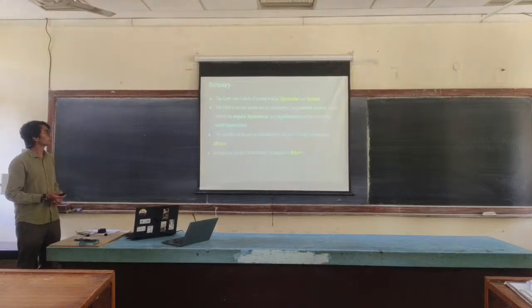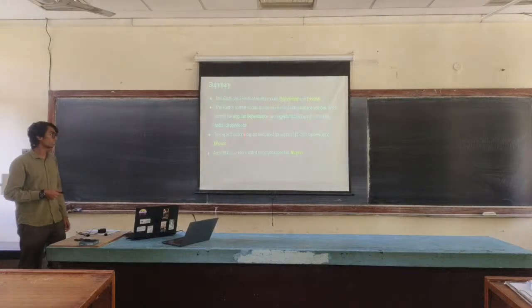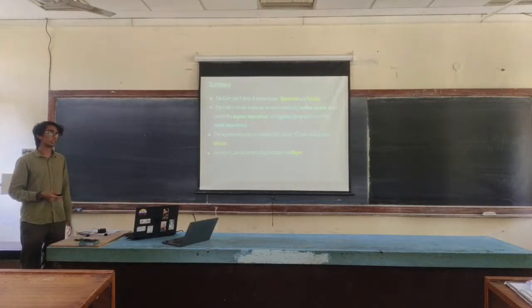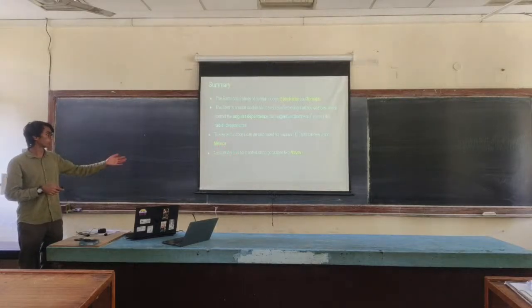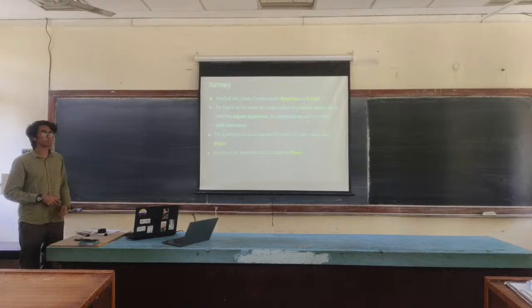So to summarize, the Earth has two different kinds of normal modes: spheroidal, which corresponds to compression, and toroidal, which corresponds to torsion or shear. The normal modes can be represented using surface vectors, which give us the angular dependence, and eigenfunctions, which give us the radial dependence. And the eigenfunctions were calculated for a particular 1D Earth model, which assumes no oceans, called Meera's. The program used to calculate the eigenfunctions was Meera's, and I created these animations using a Python package called Meera.